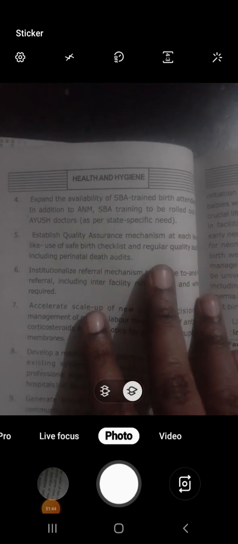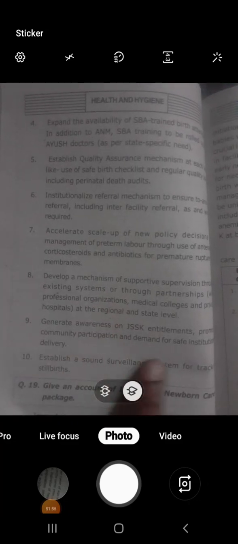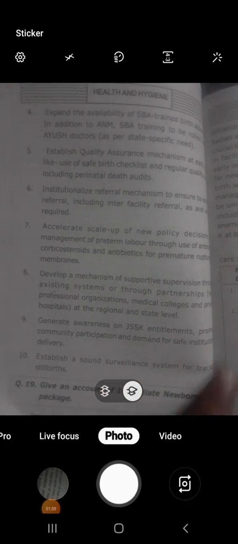The actions we are going to take here are public health facilities at all levels conducting safe deliveries, dedicated MCH delivery points to be saturated, and availability of SBA trained birth attendants, and also quality assurance mechanisms, an institutionalized referral mechanism, and accelerating scale up of new policy decisions, developing a mechanism of supportive awareness on JSK. And also we are going to have a surveillance system.